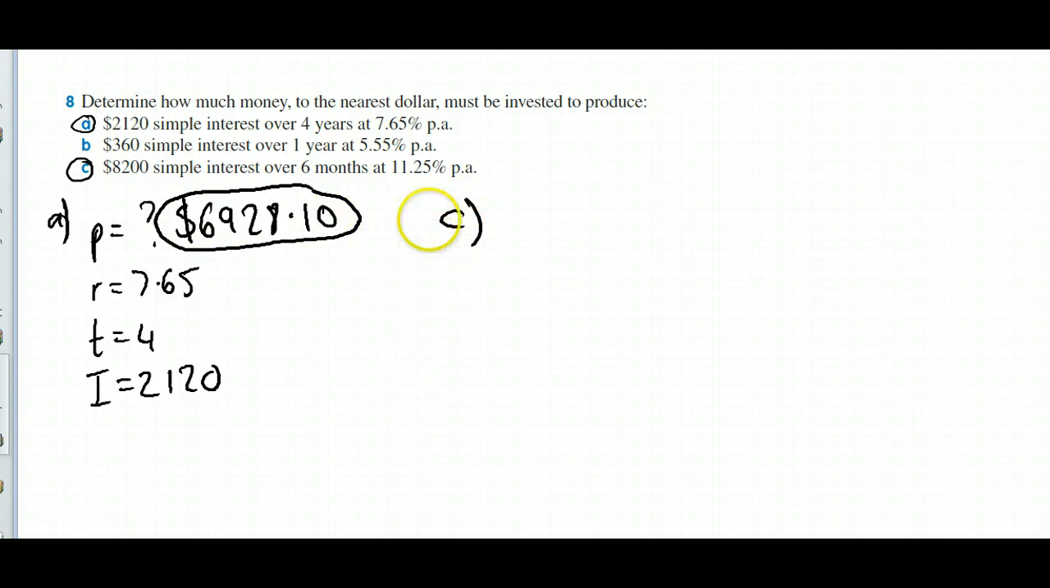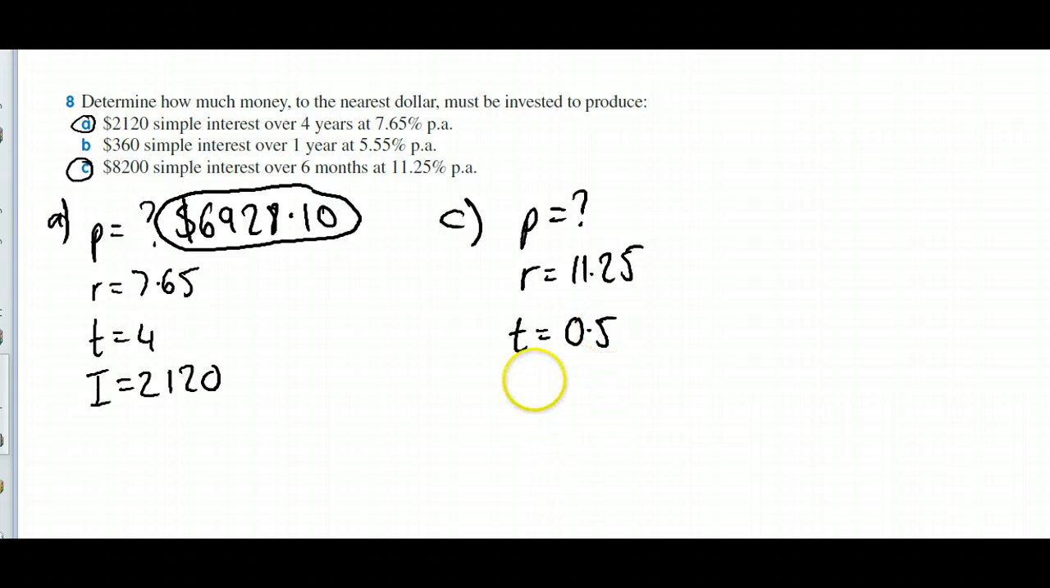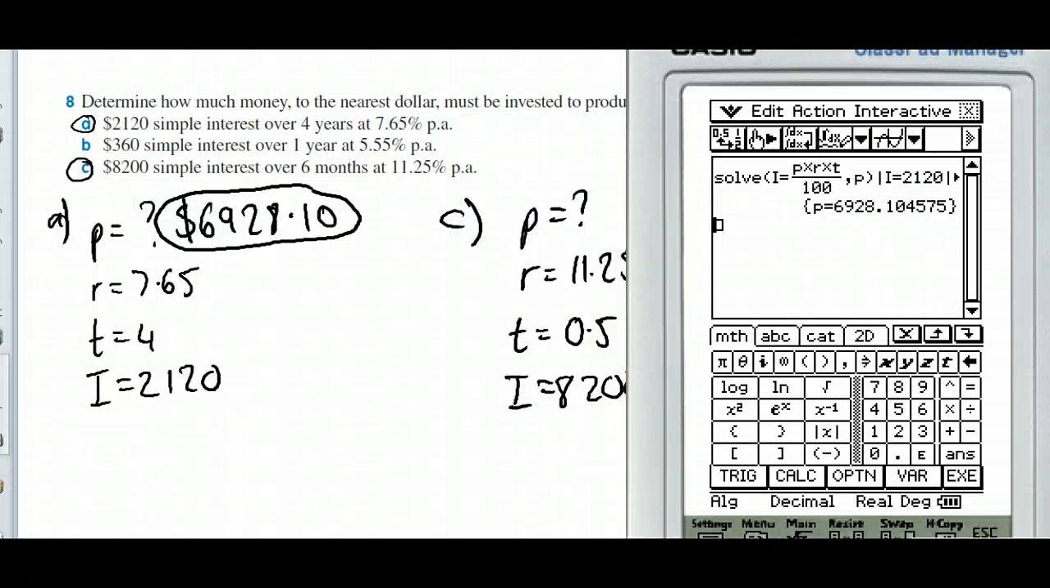Okay, for C, we've got P, again we don't know. R equals 11.25%. T equals 6 months, which is 0.5 years. And I, the amount of interest, is $8,200. Put it into the calculator. So I equals 8,200, R equals 11.25, and T equals 0.5. P must equal 145,777.78.